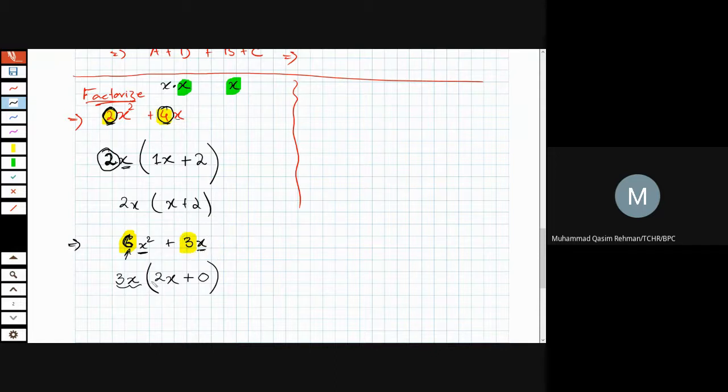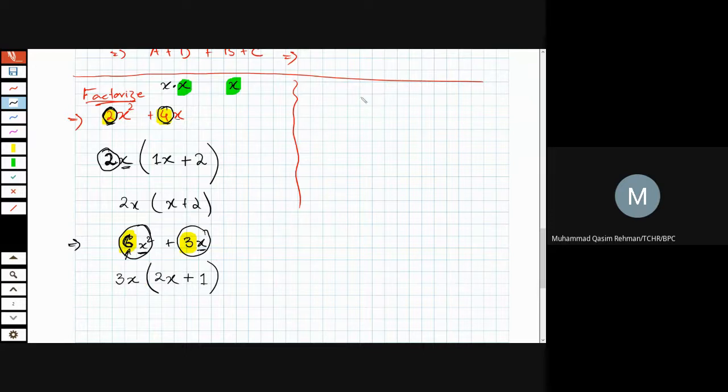So let's just apply the reverse process, as an expansion. So 3 times 2 is 6. x times x is x squared. So I've got the first term right. So 3x times 0 will give me totally 0. This means that this 0 is wrong here. So it has to be 1 because 3x times 1 will give me 3x. So this is how you take common.